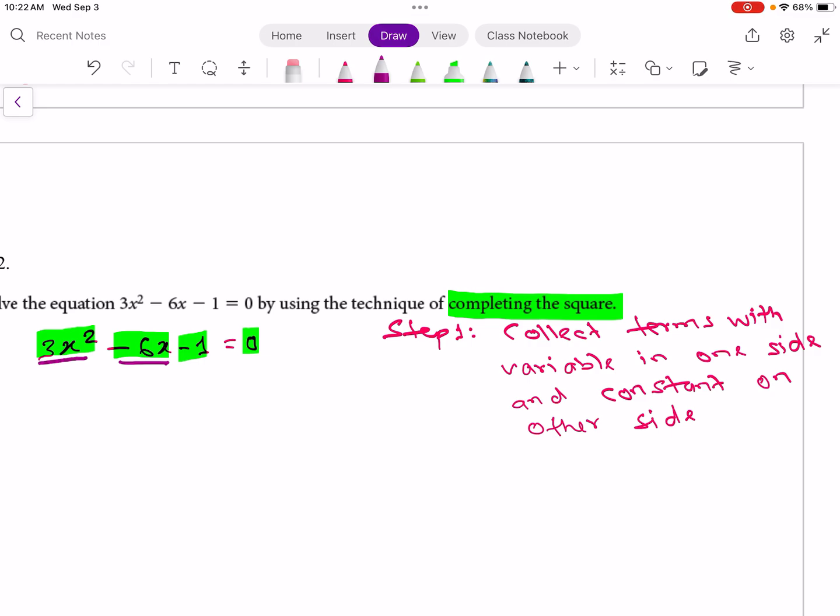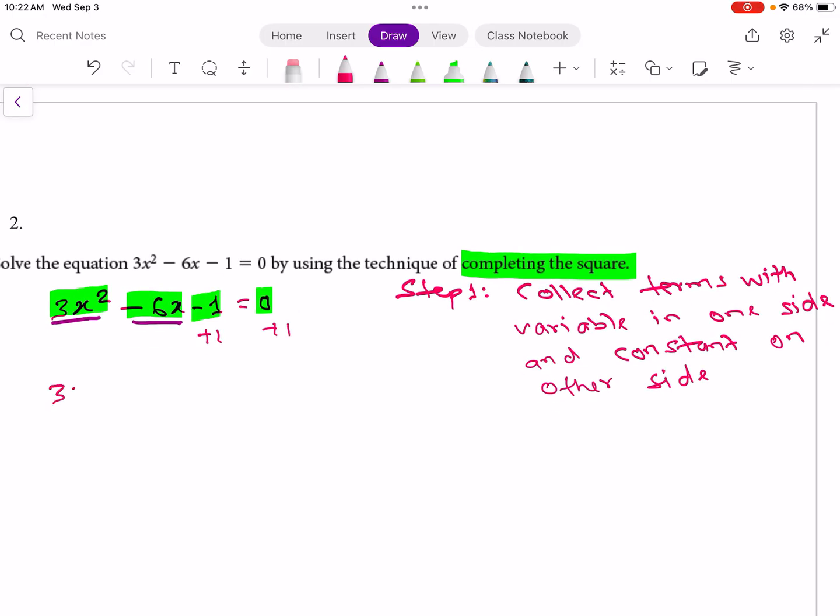Now how do we get rid of negative 1 from the left side? We add 1 on both sides. So this makes 3x square minus 6x equals to 0 plus 1, that is 1. So this is your first step. You collect every term with x on it on one side and the constant on the other side. So we have 3x square and negative 6x with x on the left side and 1 on the right side. Any question on this first step?